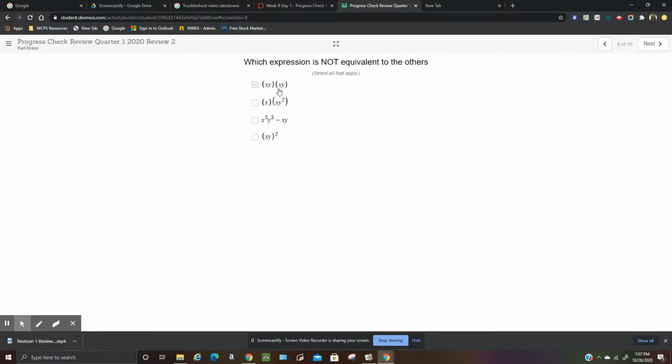This one is x squared y squared. This one's x squared y squared. So these two are equivalent. This one is not. Can't simplify that. X squared y squared. So this one is not equivalent.